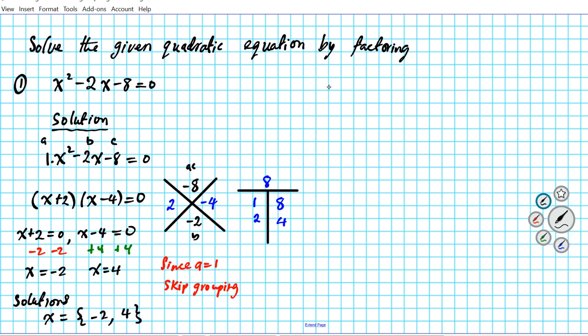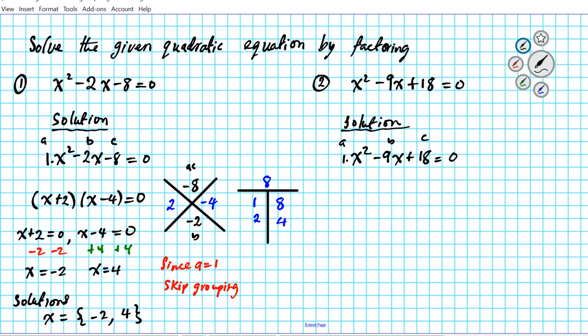Let's take a look at another example, number 2. Let's say we have the quadratic equation x squared minus 9x plus 18 equals 0. Let's go ahead and solve that by factoring. So we have x squared minus 9x plus 18 equals 0. Our A, as you already know, is 1, B is negative 9, and C is 18. There's nothing that can be factored here, so we're just going to jump right into the X game.